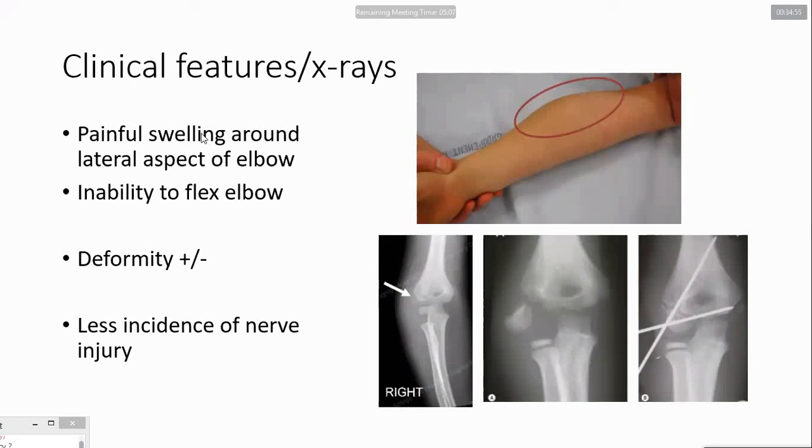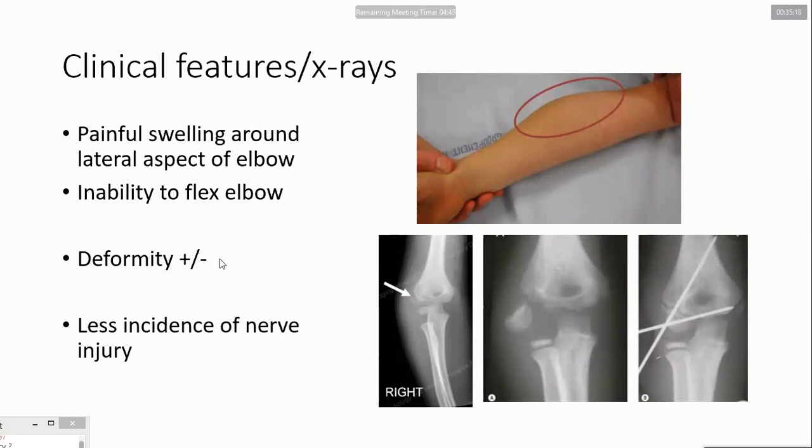So yeah, the swelling is there, but definitely a little less as compared to supracondylar fracture, and the swelling is limited to the lateral aspect of the elbow. Because of the pain, the child is unable to flex the elbow. There will be painful restriction of motion. There can be deformity, as in this one, because of the swelling.